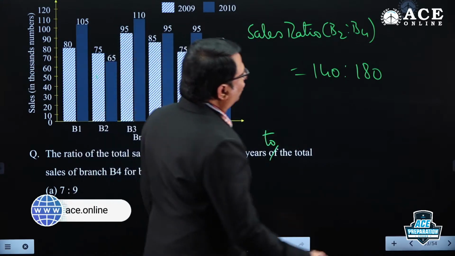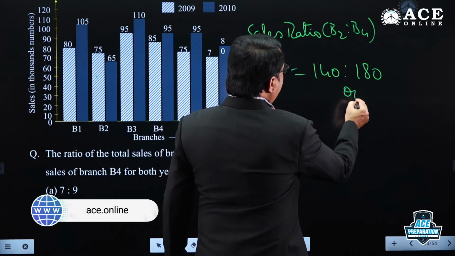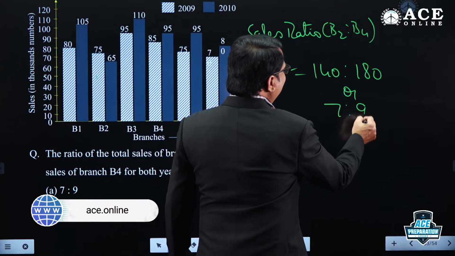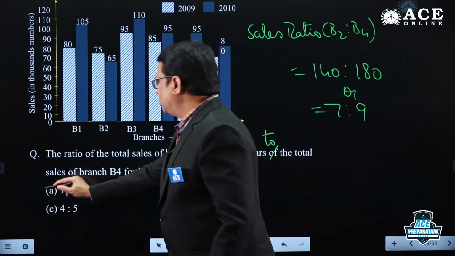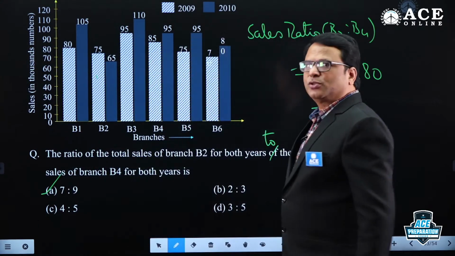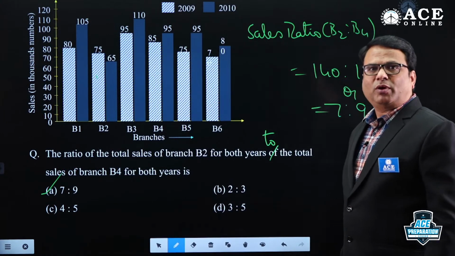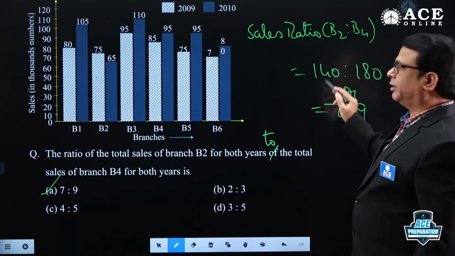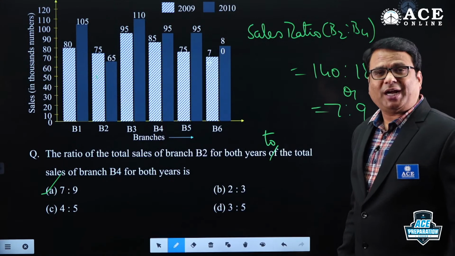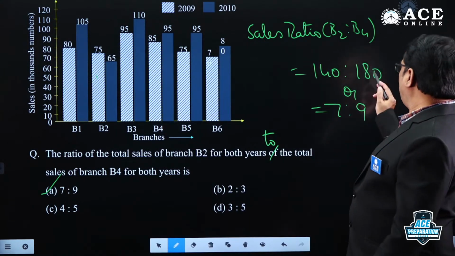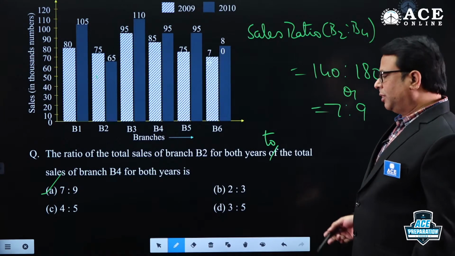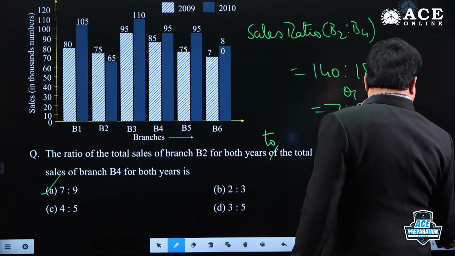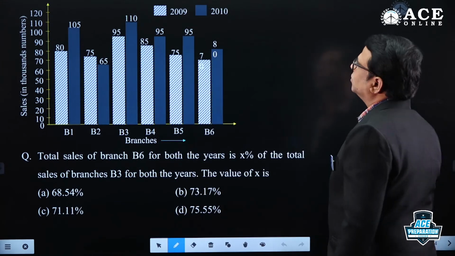Okay. So 140 is to 180. That is 7 is to 9. So the answer should be 7 is to 9. So choice A is the answer. Both the years combined, what are the sales of B2? 140. Both the years combined, what are the sales of B4? 180. So what is the ratio? 7 is to 9. Now let's go for the next question.